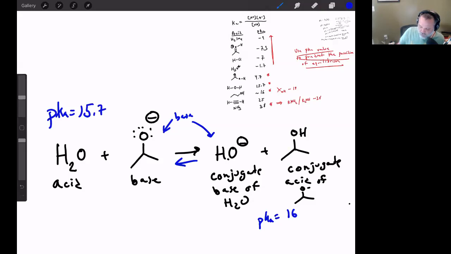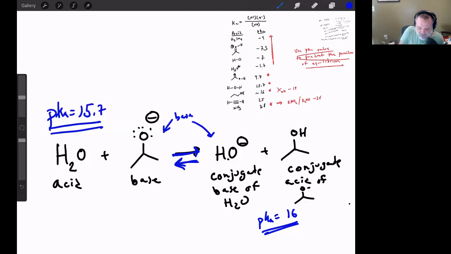Well, which one is stronger? The acid that's stronger is water. It has the lower pKa. The acid that is weaker is the alcohol. It has the higher pKa. And so that means that the water is more able to proceed in the forward direction as an acid than the alcohol is able to proceed in the backwards direction as an acid. Therefore, the equilibrium favors the products in this case.